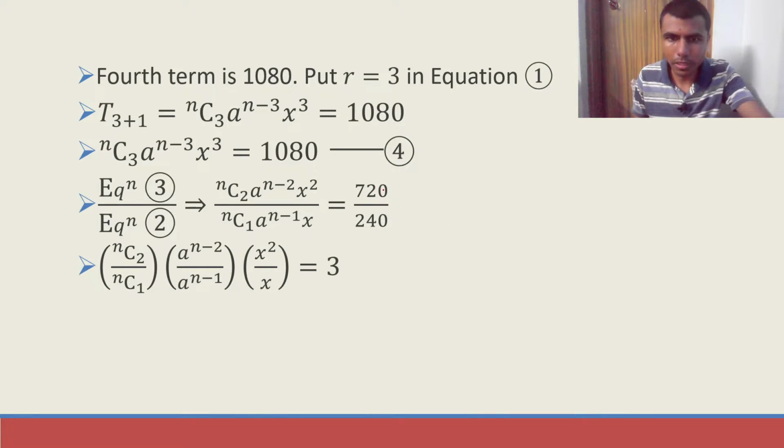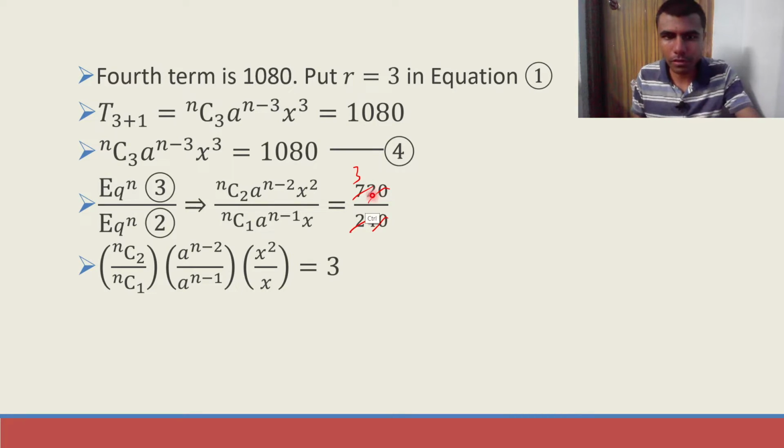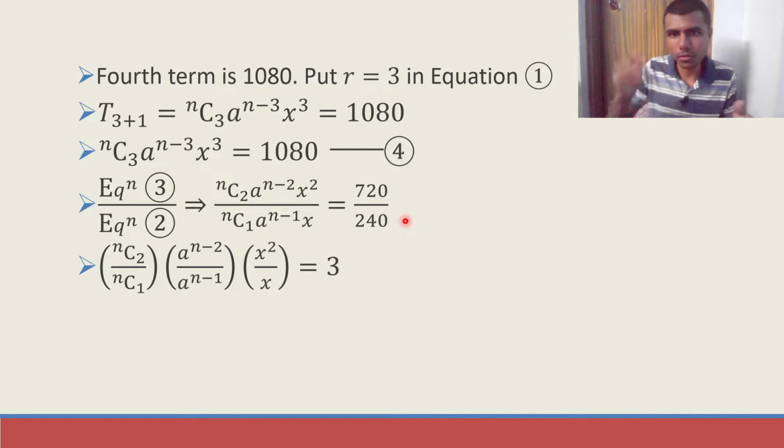720 by 240. Okay, so the zeros cancel, and 24 ones are 24, 24 threes are 72, so ultimately I'm left with this. Let me erase this, so you don't have to show this cutting. Never cut in the exam. Okay, please don't do it. Don't do such strikings in the exam.